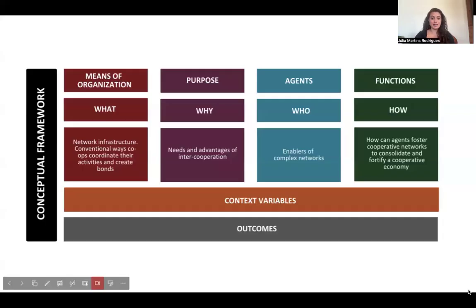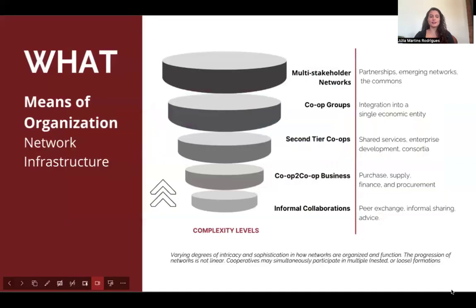The framework is organized into 6 main categories. At the top tier, we have the what, why, who, and how, which typically remain fairly consistent across different networks. These are followed by the context variables and outcomes, where we see the most flexibility depending on specific environments. The first category or column in our framework is the what. We will spend more time here as it's an anchoring piece of the framework.